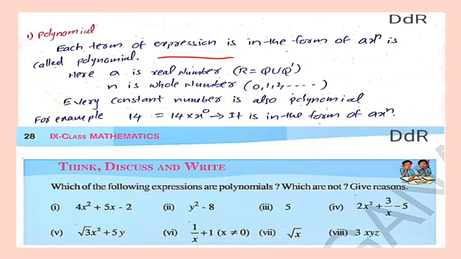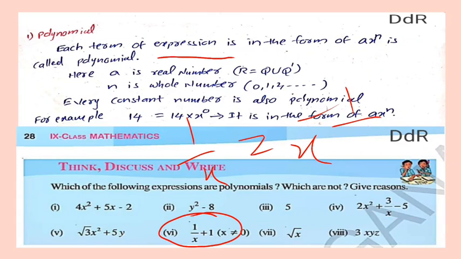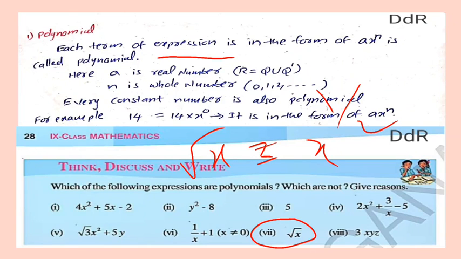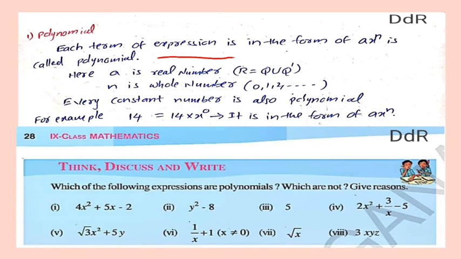Next, the sixth one, 1 by x plus 1. See here, 1 by x. 1 by x means x to the power of minus 1. So your power is a negative number, not a whole number. So the sixth one is not a polynomial. Next, root x. Do you know root x in exponential form? X to the power of 1 by 2. See here, 1 by 2 is not a whole number. So root x is also not a polynomial. Next, the eighth one, 3xyz. See here, 3xyz, it is not a polynomial.